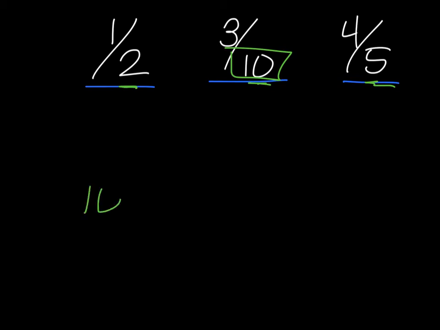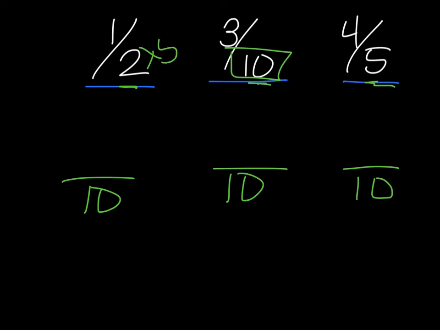So let's look at 1/2. What do we need to do to the 2 to make it a 10? We've decided that 10 is going to be our new denominator. So we say 2 times 5 equals 10. If 2 times 5 equals 10, here's our 10 already down here, we now need to do 1 times 5, which equals 5.